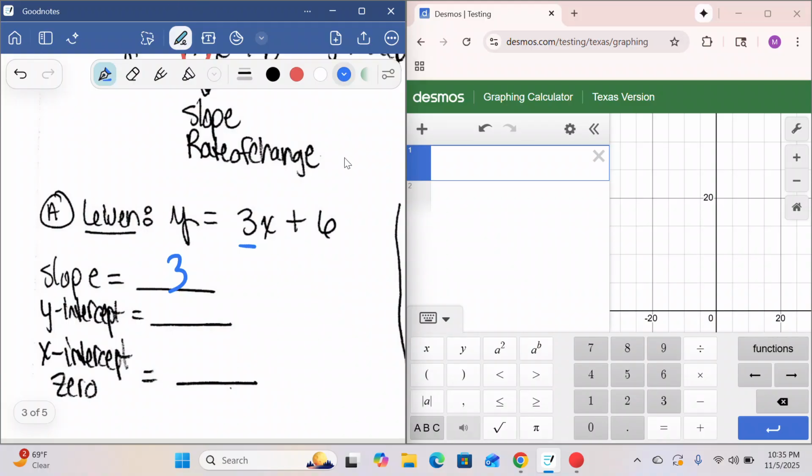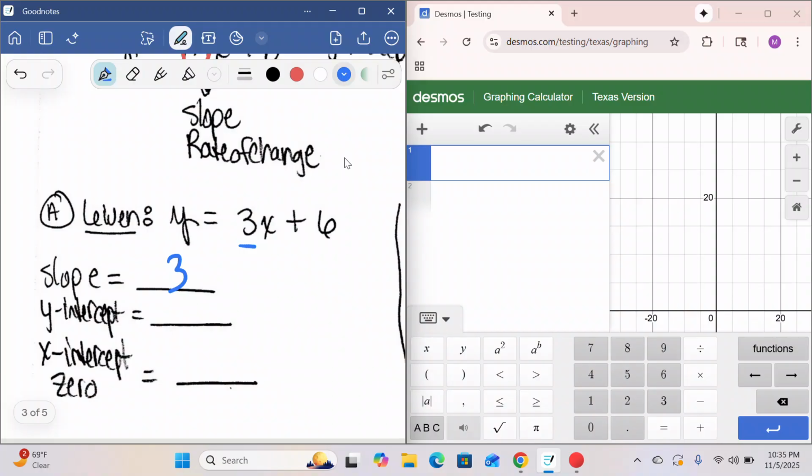Now, Mr. Ocaña wants to know, okay, how do I find the y-intercept? How do I find slope? I already found slope, but how do I find the y-intercept and how do I find the x-intercept? Another word for x-intercept is a zero, and that is where it passes the x and y axis.